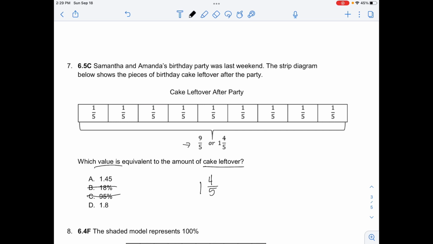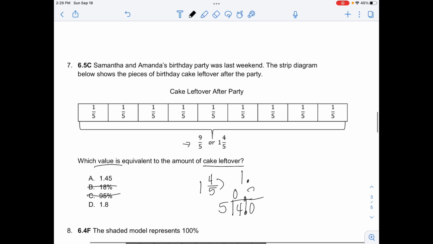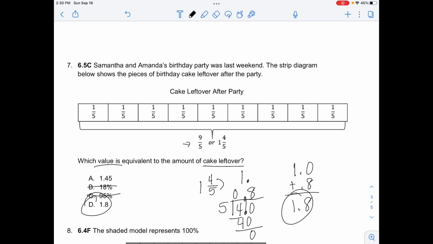So remember, my decimal comes after the 1, and then I have 4 divided by 5. Well, 5 doesn't go into 4, so I have to add my decimal and bring it up top. And then I get 40. 8 times 5 is 40. 40 minus 40 is 0. So 8/10 is my decimal for 4/5. So I need to add that to 1. And I get 1 and 8/10. Your answer is D.